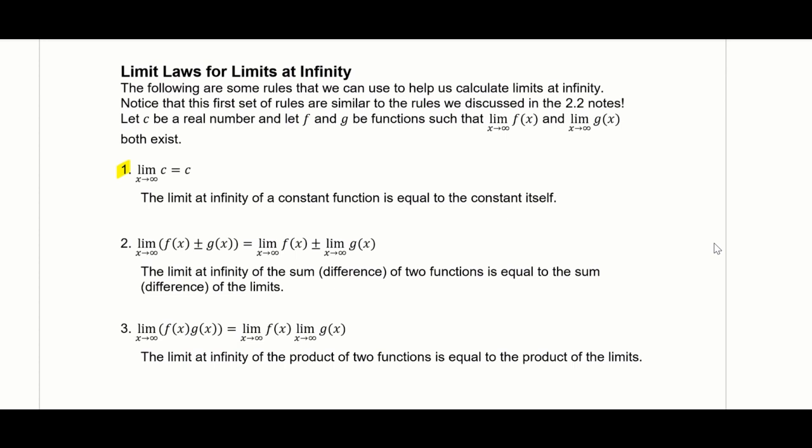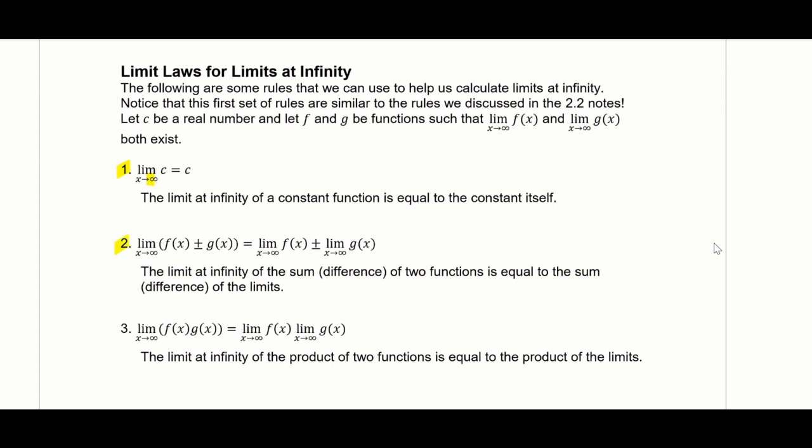So first one here, again, if we have a constant function, if it's 5, if it's 29, if it's 807, even if we're taking the limit as x goes to infinity, well, there is no x in the function, so the limit doesn't do anything. The limit at infinity of a constant is just equal to whatever the constant is.